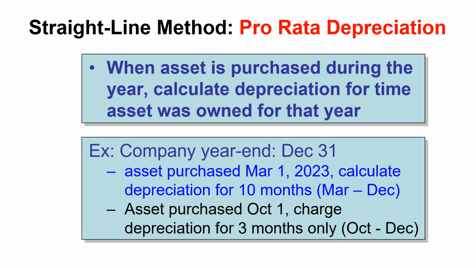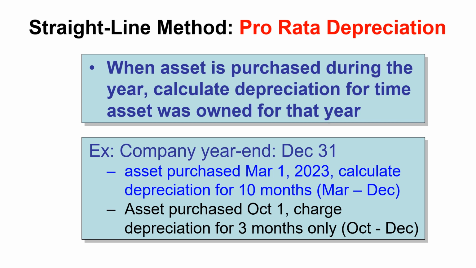So here is an example. If the company year end is December 31st and an asset is purchased March 1st, 2023, we need to calculate depreciation for 10 months only. That is from March to December, not from January to December. So remember to only calculate depreciation from the time the asset was owned, in this case March 1st. Another example is asset was purchased October 1st, so we need to charge depreciation only for 3 months in the first year, which is from October to December, not the full year, because the asset was not owned for the full year. We call this pro rata depreciation.